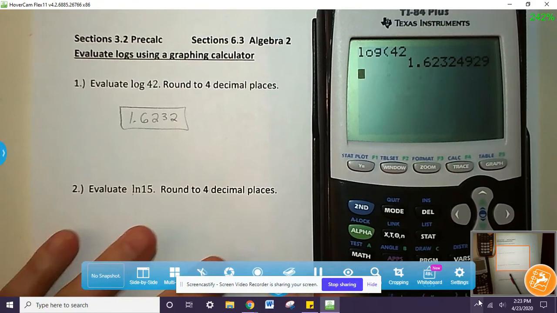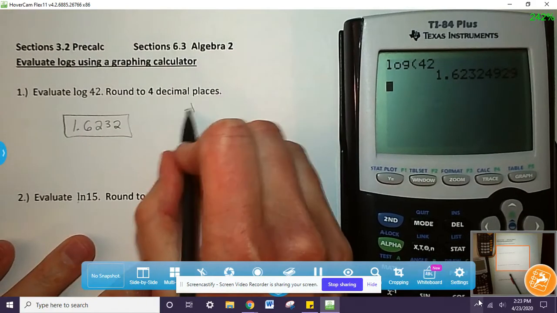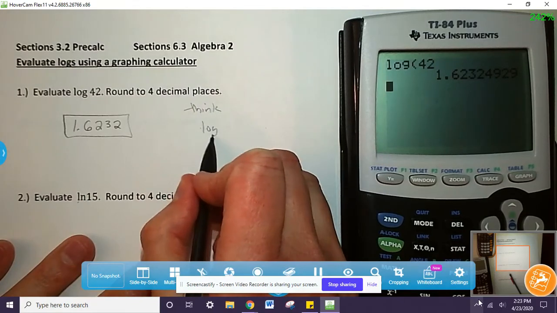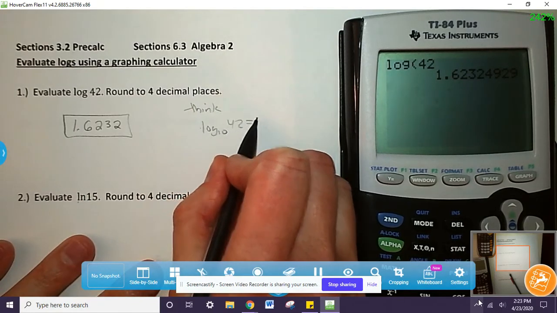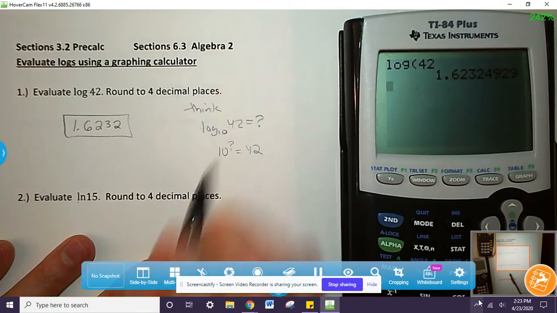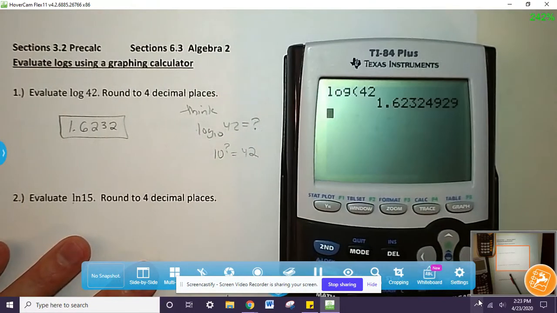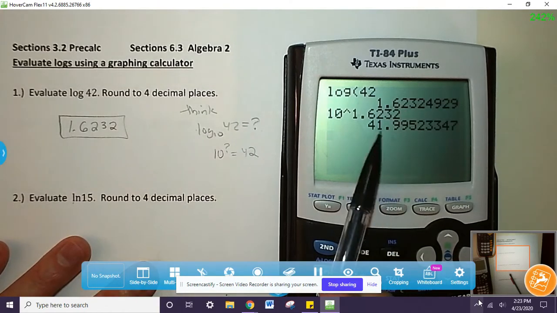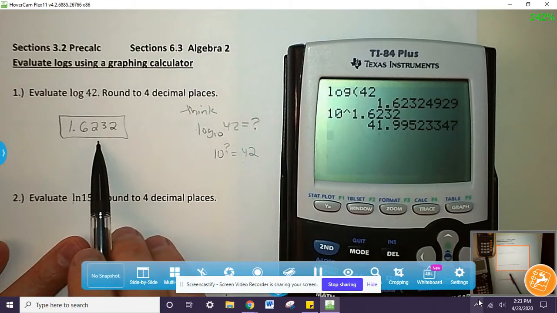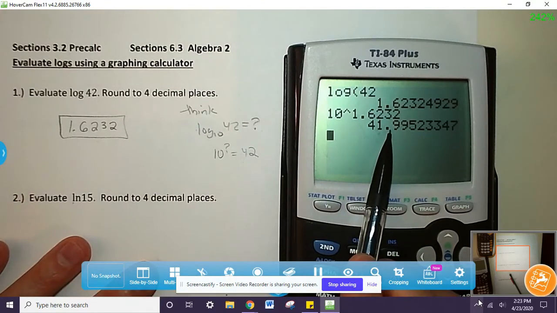Just to show you what I mean real quick, if we think about what this is, log base 10 of 42 equals what number? We're finding 10 to some power that gives you 42. So if I want to check this in my calculator, I can do 10 to the 1.6232 power, and I'm going to get pretty close to 42. It's not exact because this is an approximation. We rounded to get this, but we're going to get very close to 42.